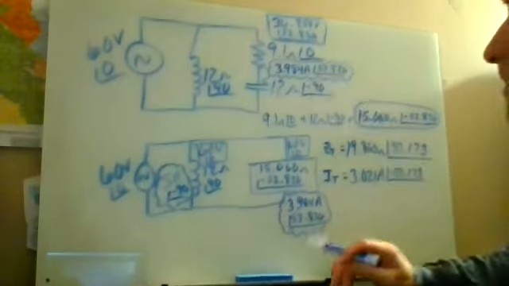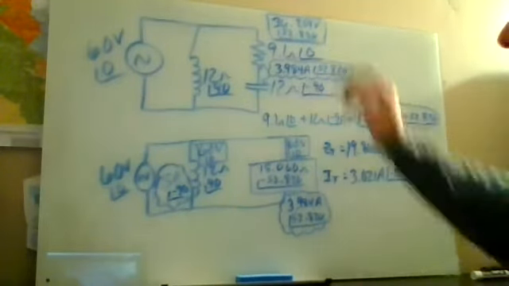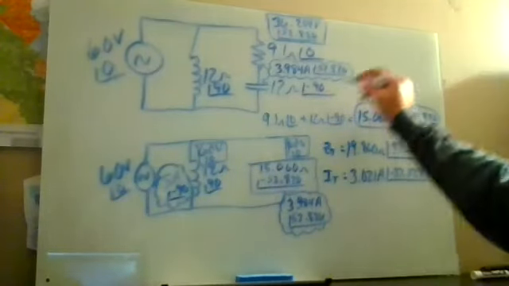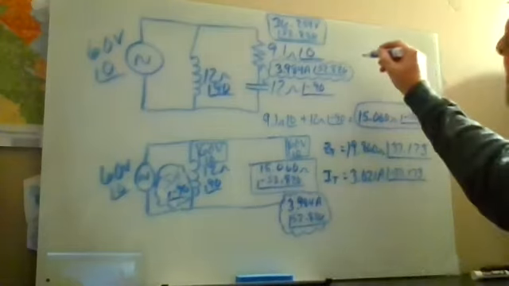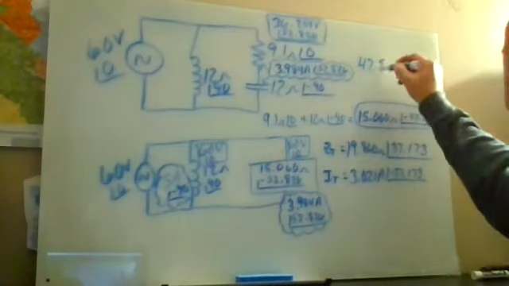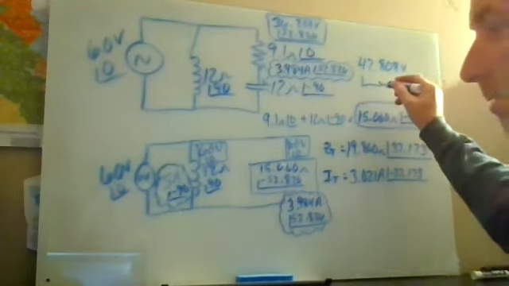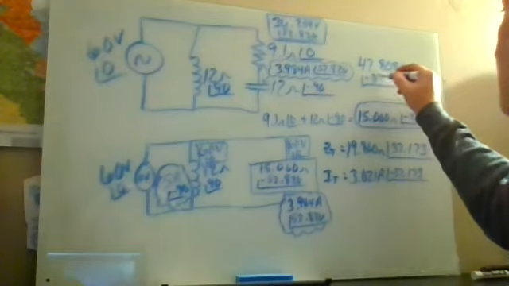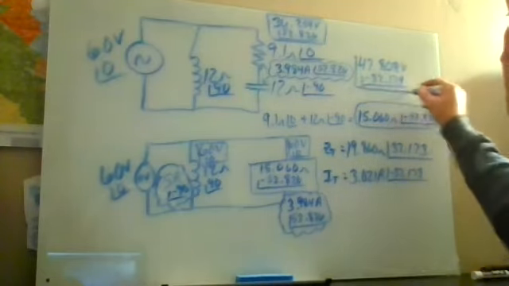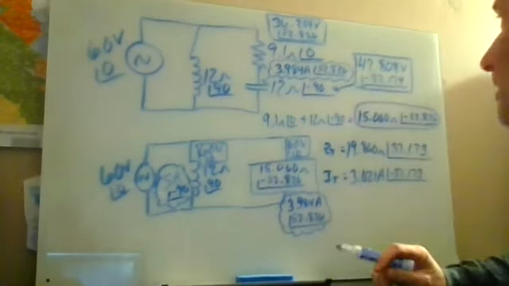How do I get the voltage drop across my capacitor? 12 ohms at an angle of negative 90 times my current. And when I do that, again, I'm running out of room, 47.808 volts at an angle of negative 37.174. And that's my voltage drop across my capacitor.